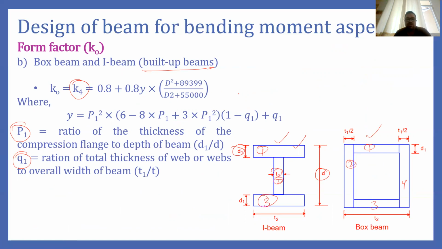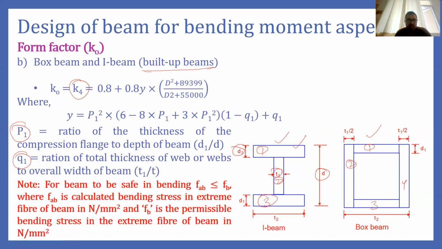Now, till now we have discussed how to find out bending moment using the bending equations, and then we were introduced to the form factor. Besides this, how do we calculate this form factor for rectangular sections, for built up sections? Now here we have to understand the condition with which we can say that our beam is safe in bending. So the condition is this. For our beam to be safe in bending, FAB should be less than FB. Now what is FAB? FAB is the actual bending stress and FB is the permissible bending stress.